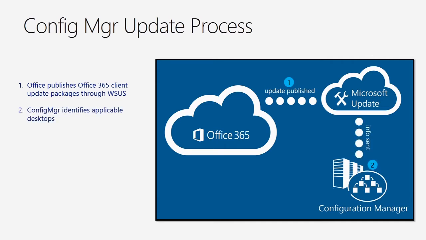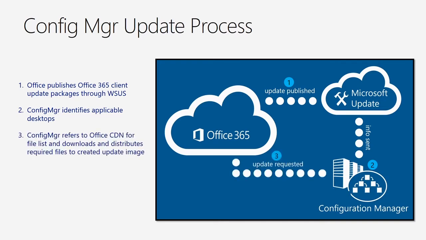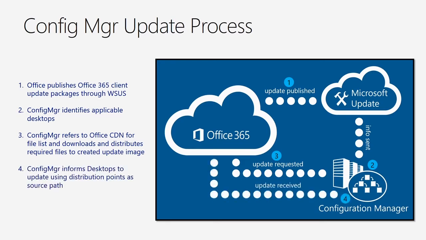Step 2, Config Manager is going to identify your applicable desktops it can apply the update to. In step 3, Config Manager is then going to refer to the Office CDN for the file list, and download and distribute the required files in order to create the updated image. Finally, step 4, Config Manager is going to contact those desktops, since now in 1606 they can communicate, using distribution points as a source path.